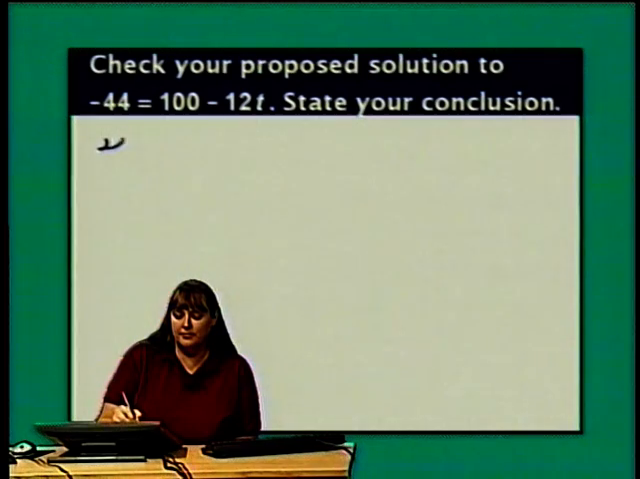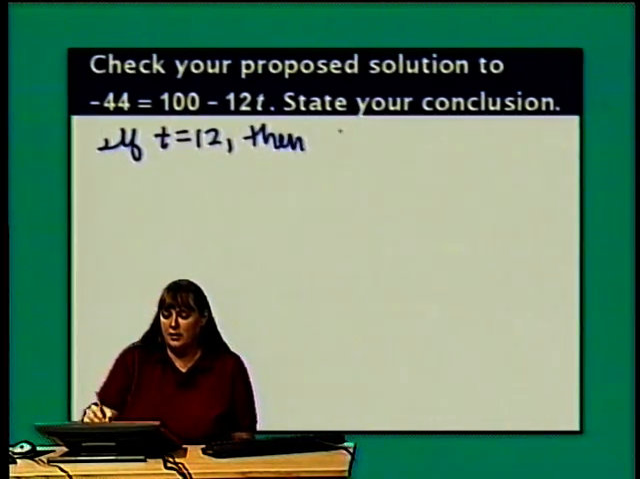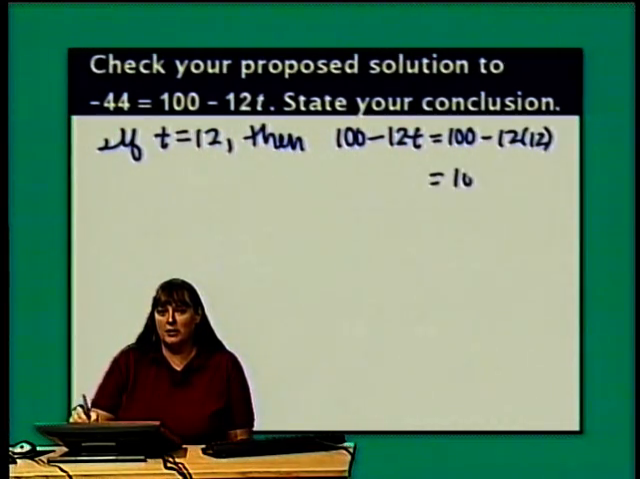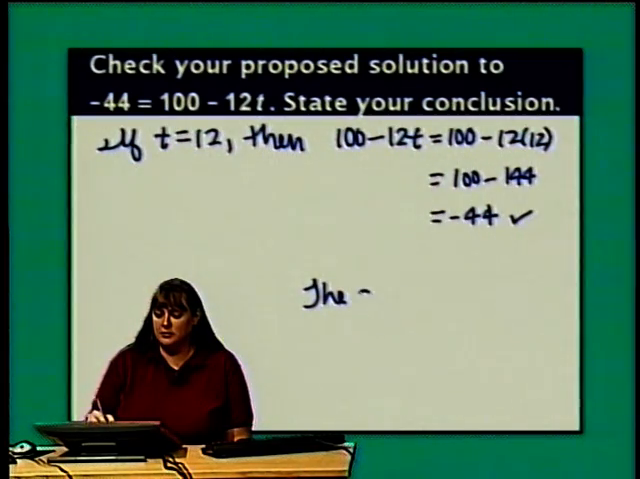Let's check the solution. If t equals 12, then 100 minus 12t equals 100 minus 12 times 12, which is 100 minus 144, which is negative 44. Exactly what I wanted. The left-hand side of the equation is negative 44. The right-hand side of the equation evaluates to negative 44 when t equals 12. So I can state my conclusion. The solution is 12.